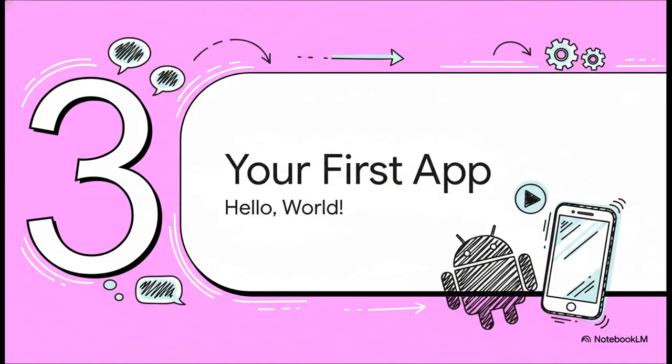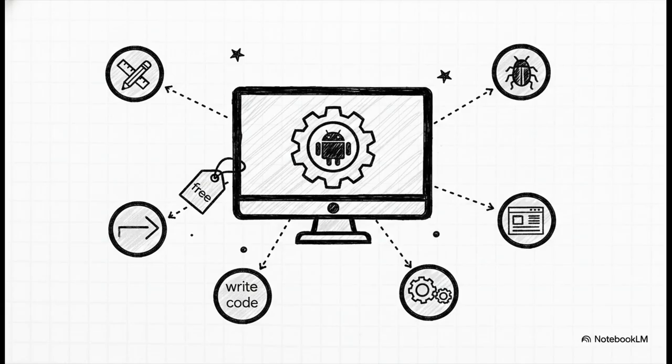All right, you've chosen your language, or at least you know the options. Now for the really fun part, actually building something. Let's walk through creating your very first app. And trust me, it's way easier than you think. This is your command center. It's called Android Studio. It's the official and totally free toolkit from Google.